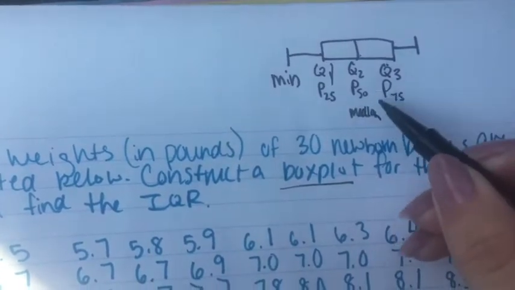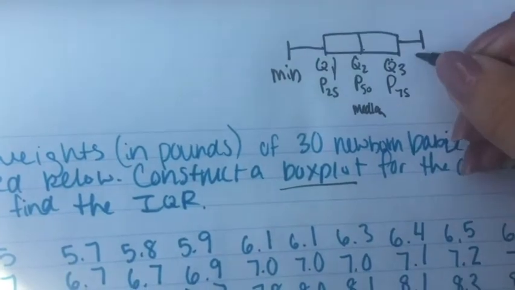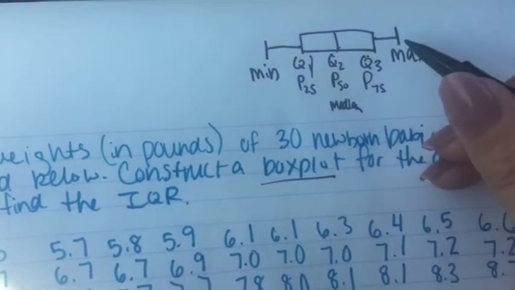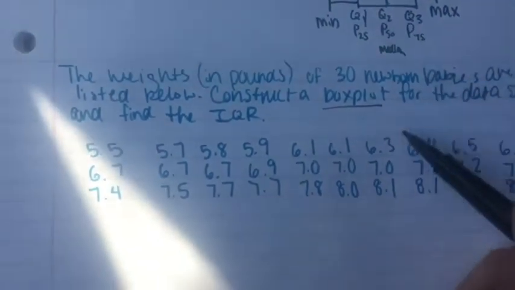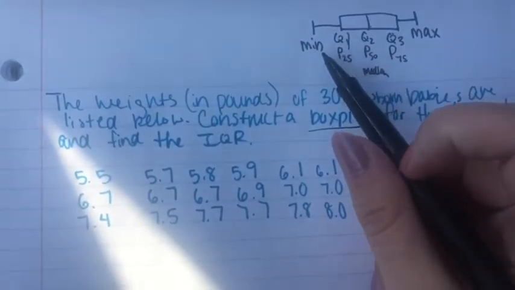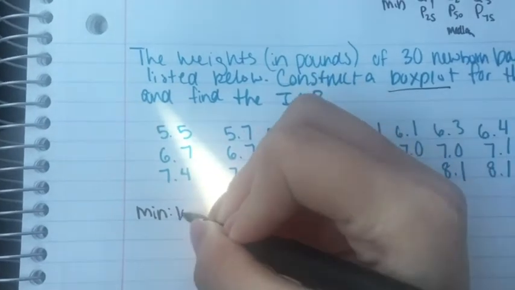So you have these percentiles right here, your min making up the first line, so your max is going to make the last line. So I'm just going to be working on finding my Q1, Q2, and my Q3 first. Or I think I could start off with my min first. So min, that is your lowest number.